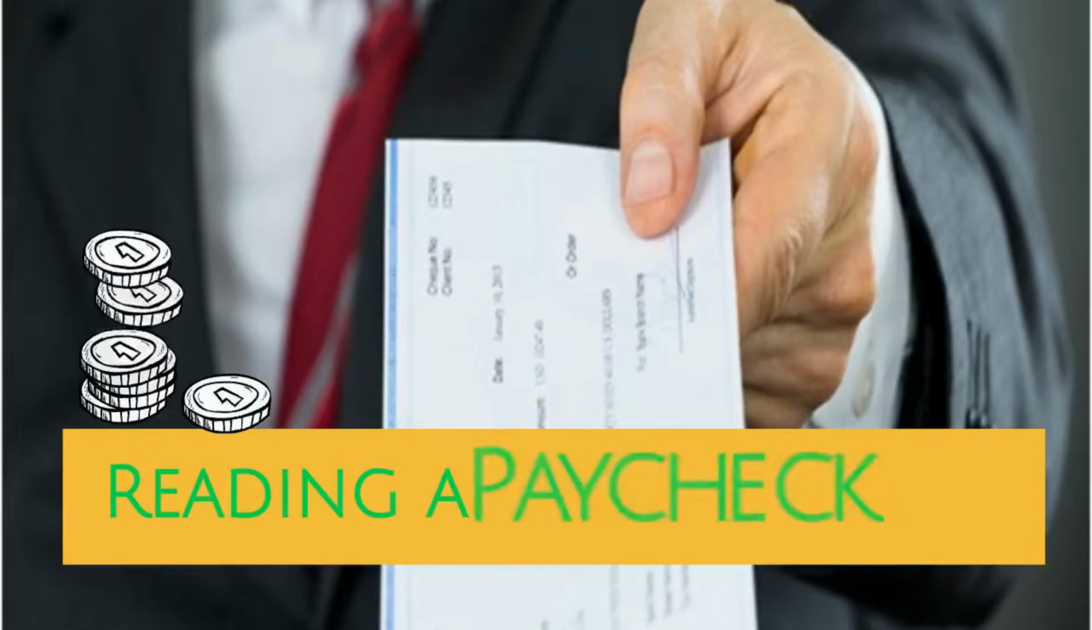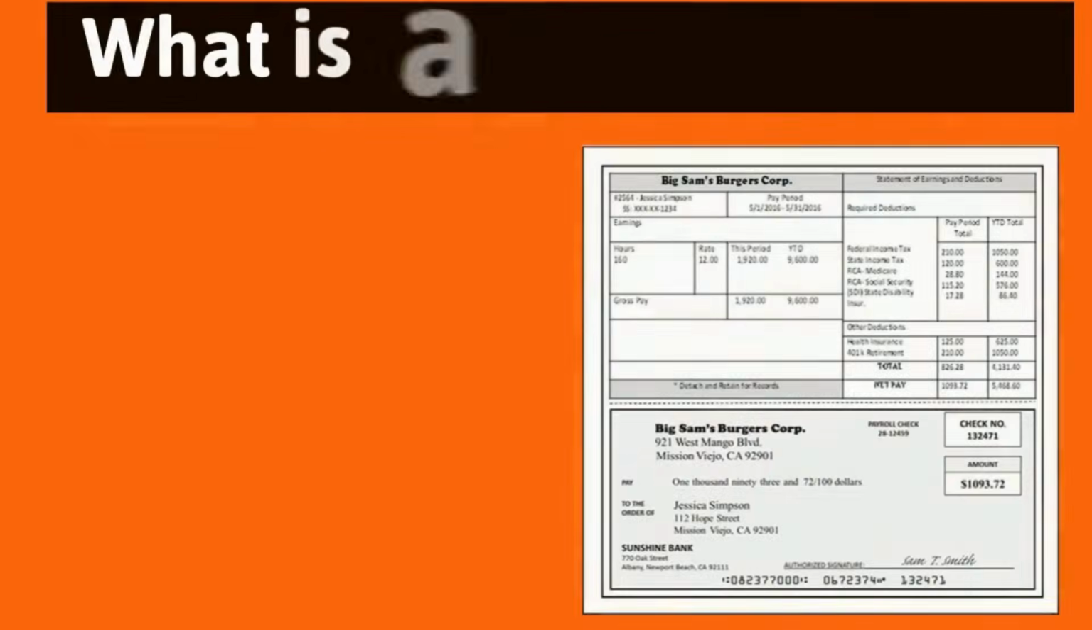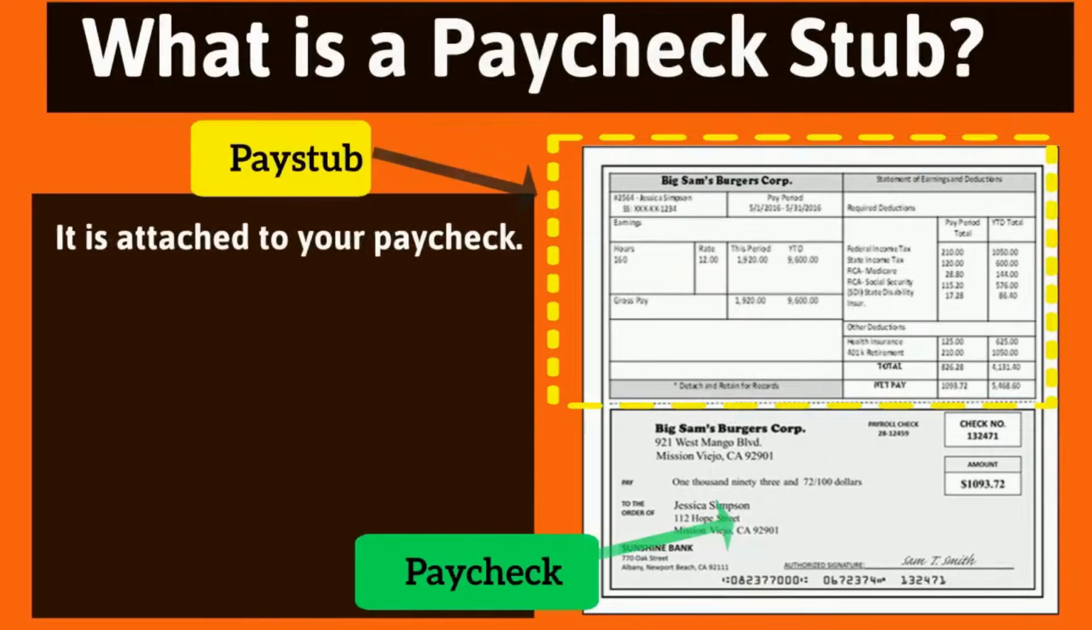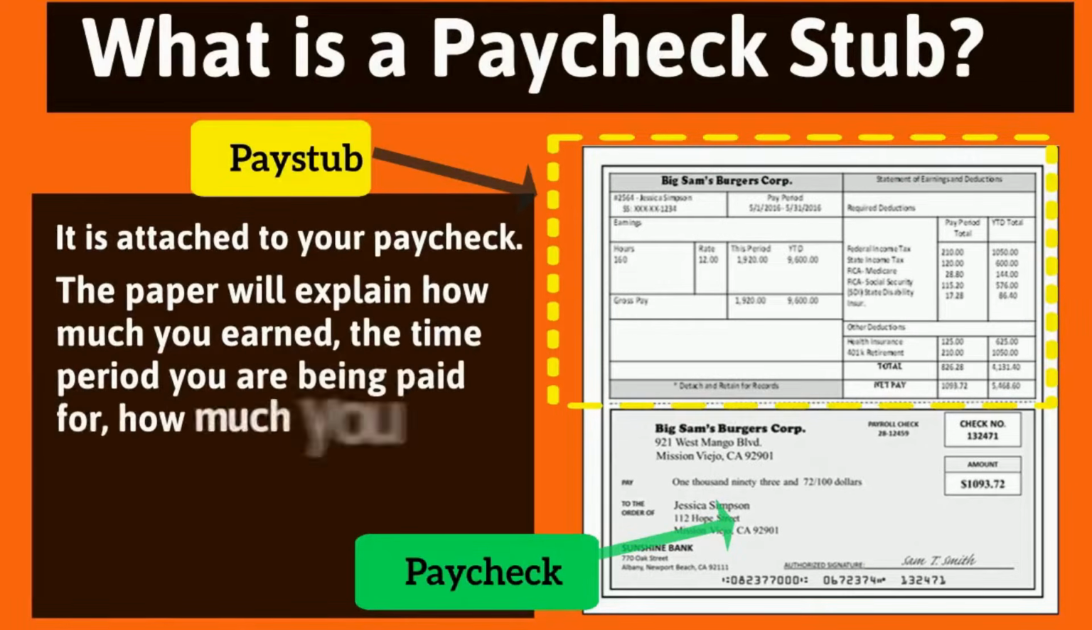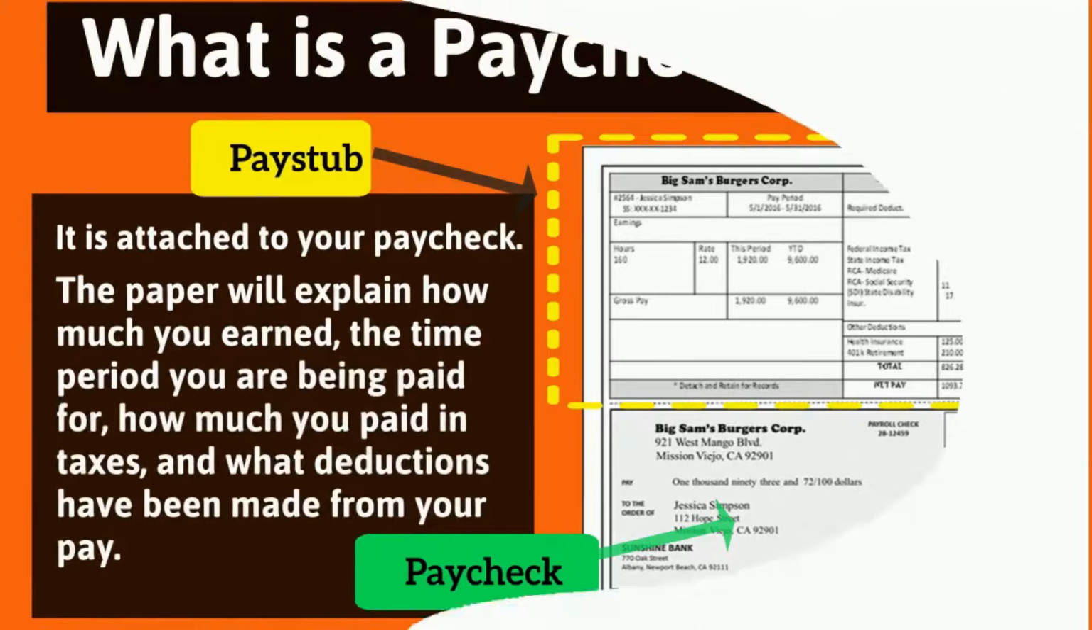Learning how to read a paycheck stub. Let's first identify what a paycheck stub is. A pay stub is attached above your paycheck. This piece of paper will explain how much you earned, the time period you're being paid for, how much you paid in taxes, and what deductions have been made from your pay.